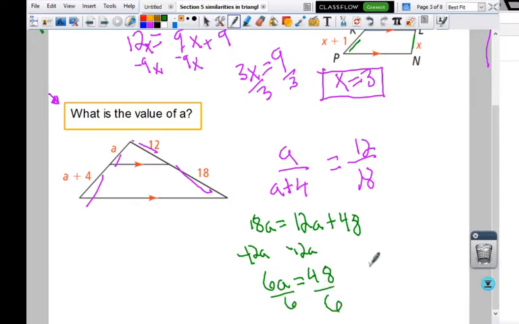I got 32. What are your names? And we get 8. Yeah, we get A equals 8. So be careful. Make sure you do left over right, and you've got to be consistent. So little left over big left equals little right over big right.